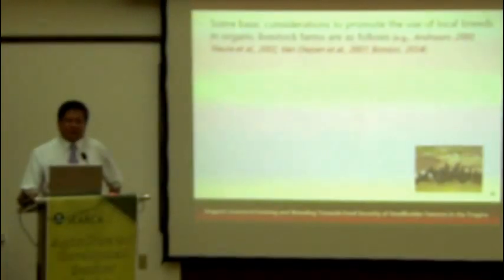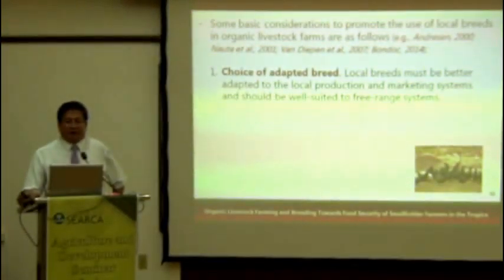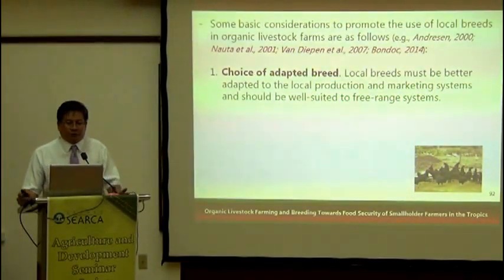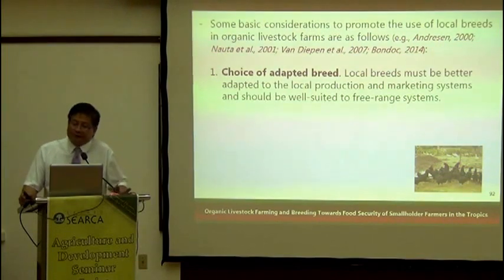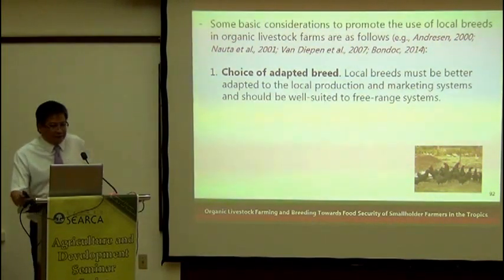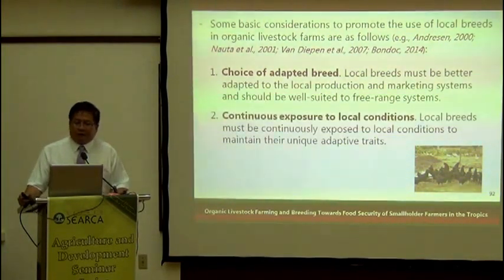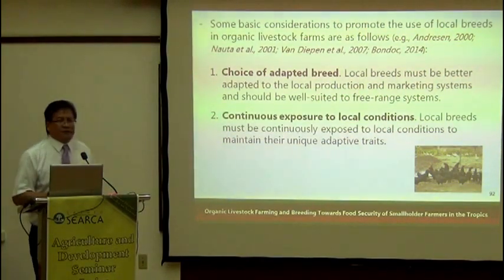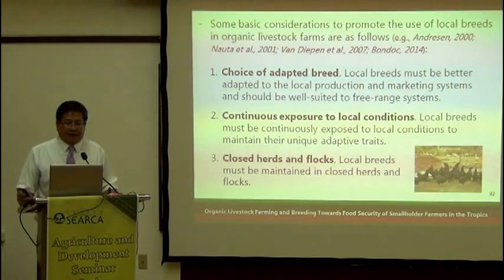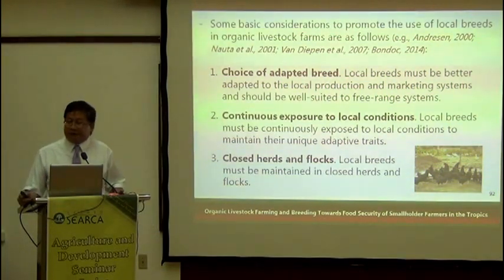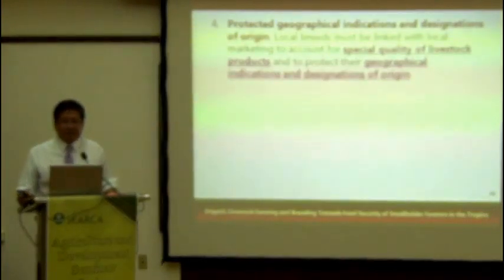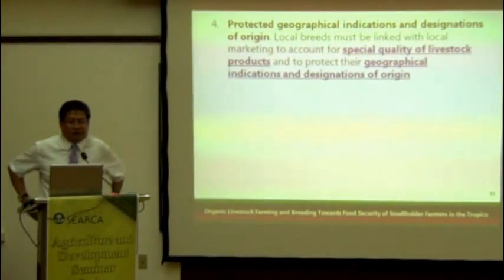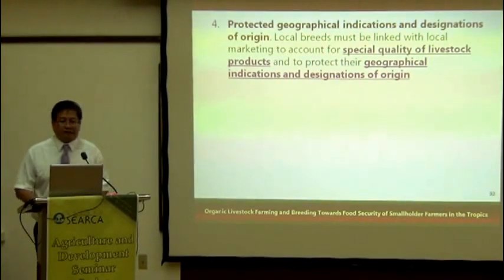And some of the considerations would be the following. First, the breed that you choose should be better adapted to what we have locally, the production and marketing system; it should be well suited to free-range systems. You also ensure that the local breed is continuously exposed to local conditions so as to maintain their unique adaptive traits. Then they should be maintained in closed herds and flocks. And fourth, this breed must be linked with local marketing to account for the special quality of livestock products.